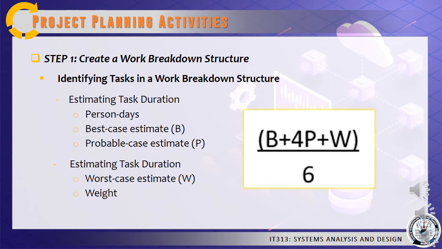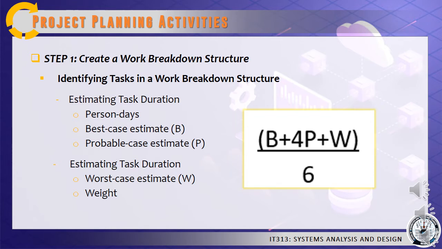The manager then assigns a weight, which is an importance value, to each estimate. The weight can vary, but a common approach is to use a ratio of B equal to 1, P equal to 4, and W equal to 1. The expected task duration is calculated with the given formula: B plus 4P plus W, over 6.